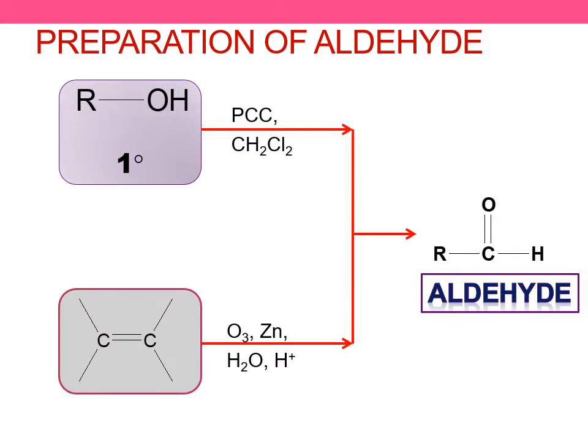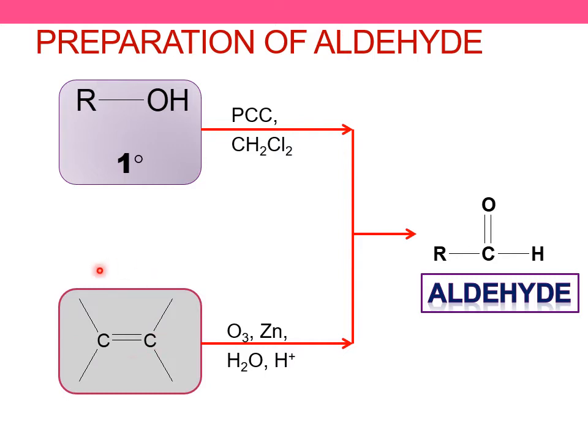Here are the two reactions that we have learned previously in order to produce aldehyde. The first one is the oxidation of a primary alcohol using PCC, CH2Cl2. We are going to produce aldehyde. Why? Because PCC is a weak oxidizing agent. If we use KMnO4, we are not going to get aldehyde. Instead, it's going to be oxidized further into carboxylic acid.